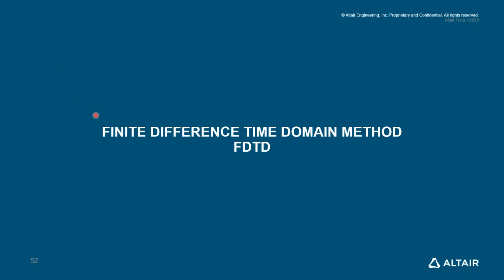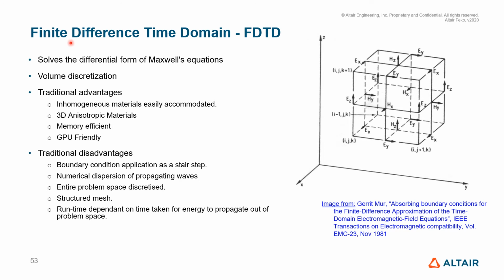One of the last methods we will talk about in the full wave solutions is the finite difference time domain method, commonly referred to as the FDTD method. The FDTD method, as we discussed before, solves Maxwell's equations in differential form, so it uses volume discretization. It actually uses voxels like the one I'm showing here. Advantages: it can be used for highly inhomogeneous materials in a structure, and you can also have isotropic materials, very easy to formulate.